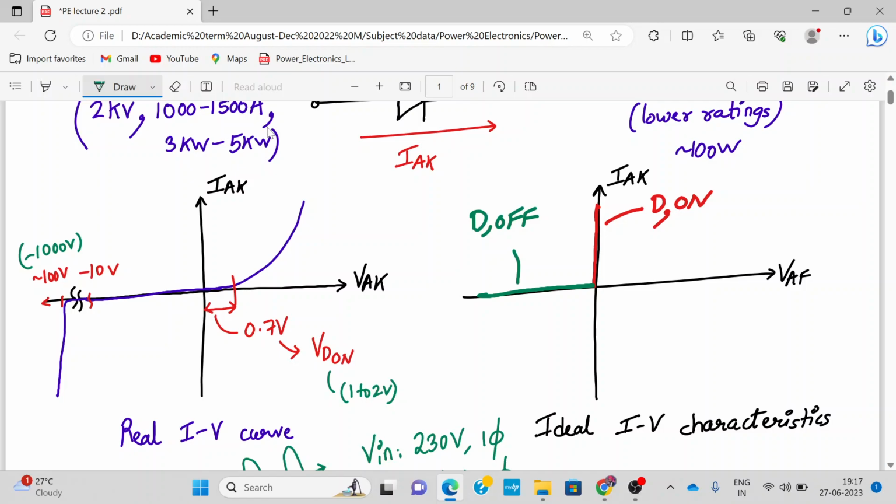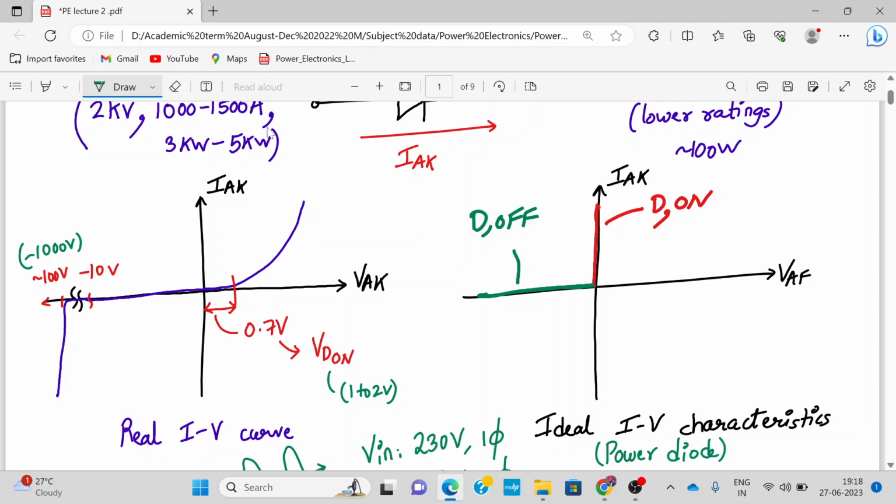It's around 1 to 2 volts, so still it can be neglected. It's very small compared to 230 volts. Alright. So that's why the ideal diode model is preferred. This ideal diode I-V characteristic will be valid for a power diode also. So we can explain the working of a power diode with the help of these characteristics very well.